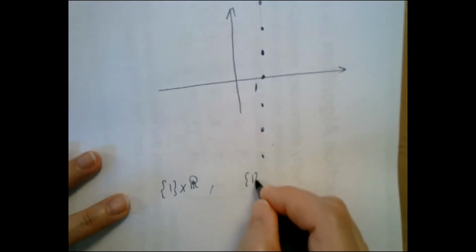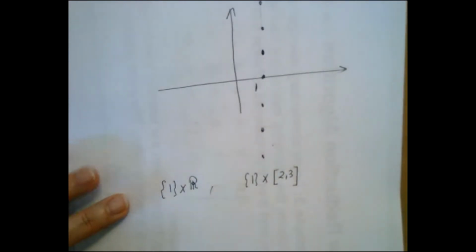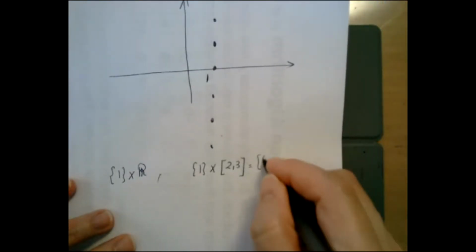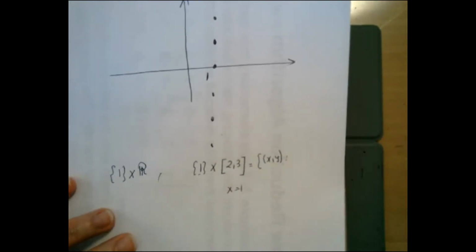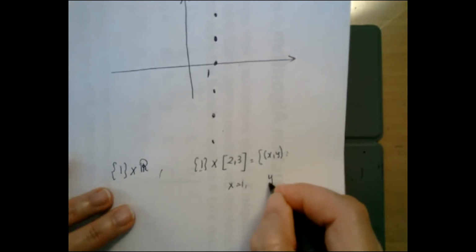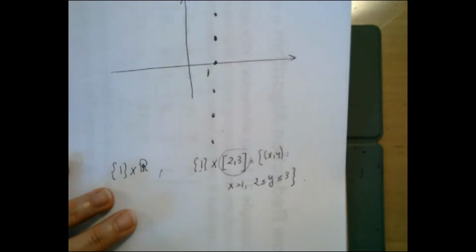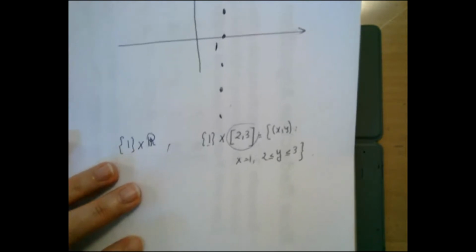Okay, I can keep playing the game. I can put 1 and I can cross it with the interval [2, 3]. How will this affect the picture? So here I'm taking all the ordered pairs (x, y) where the first is 1. That's the only value I'm assigning to it. But what about the second one? It's between 2 and 3. So what will I get in this situation? Would it be a line segment at x equals 1 going from y = 2 to 3?